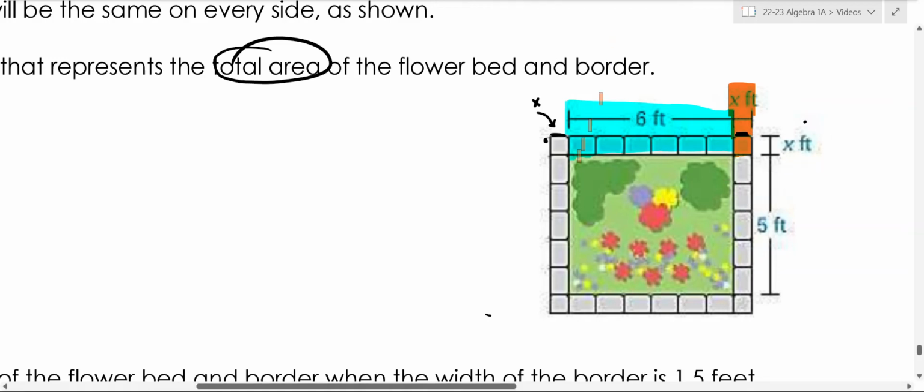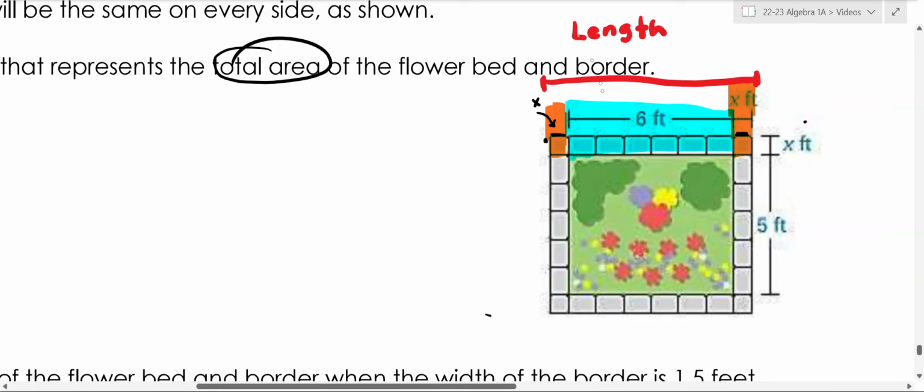Orange. All right, so we're just talking about this total distance from this edge of the border all the way to this edge of the border, right? That includes, we'll say this one is the length. Clear?